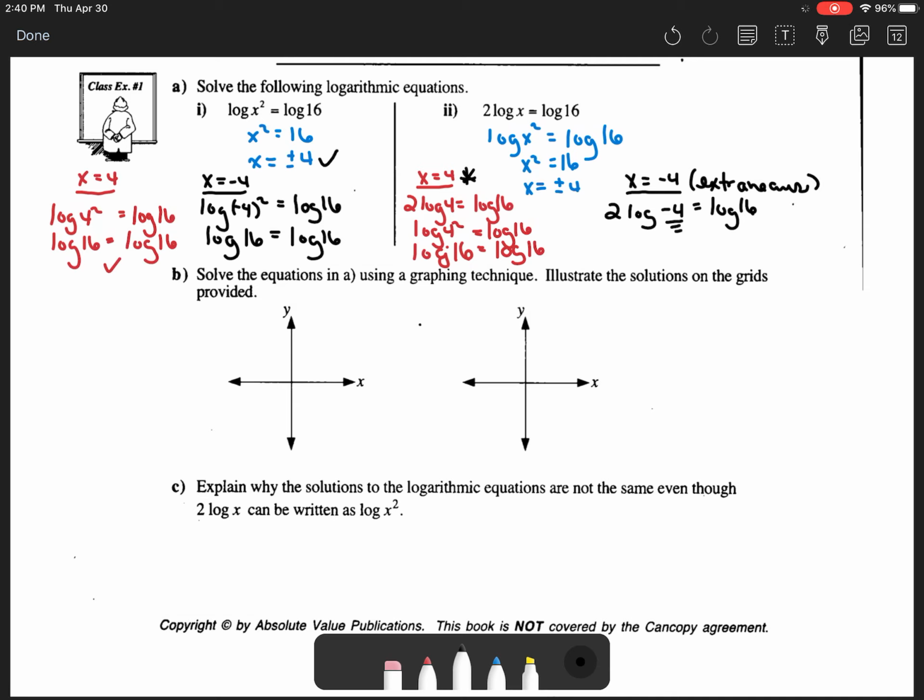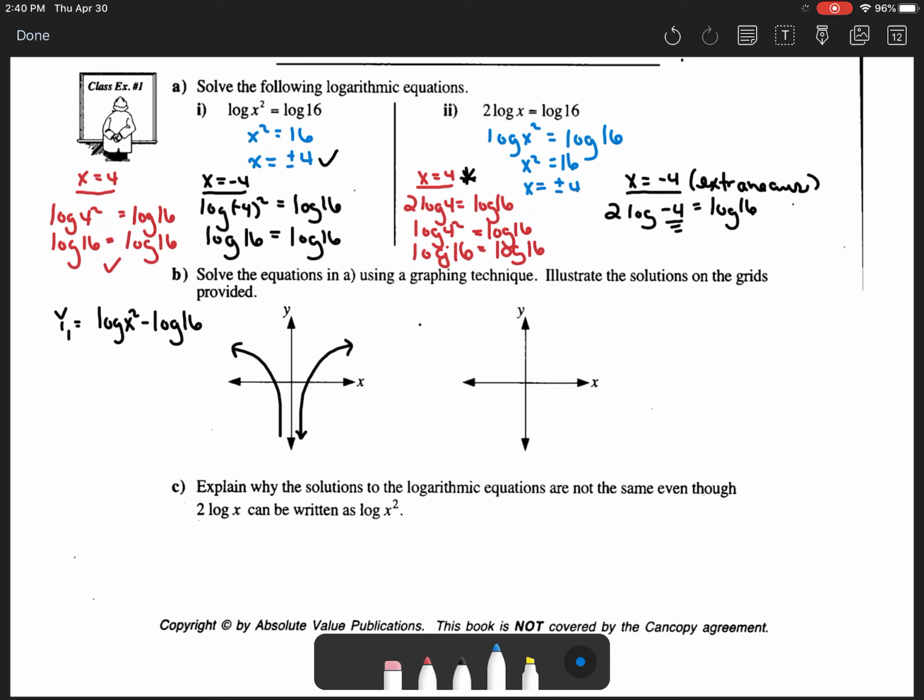In part B, it says, solve the equations using a graphing technique. Illustrate the solutions on the grids that are provided. So, for example, the first one, let's say that I graph everything as one function. Okay, so I'm going to go the log of x squared, and then I'll bring the log 16 across, so it would be minus log 16. So you'll see what happens when I graph that function. Okay, you get 2 arms that look like this. One there, and another arm that goes up and in this direction.